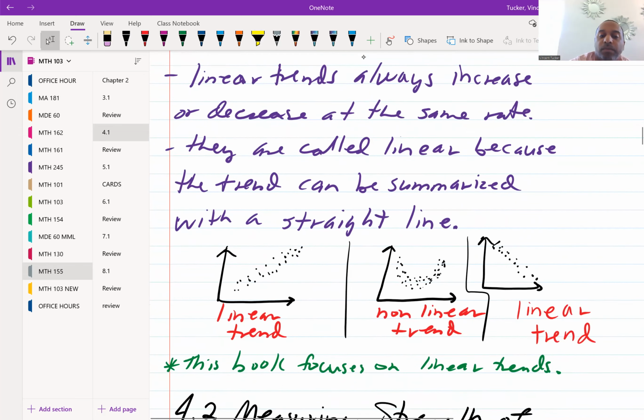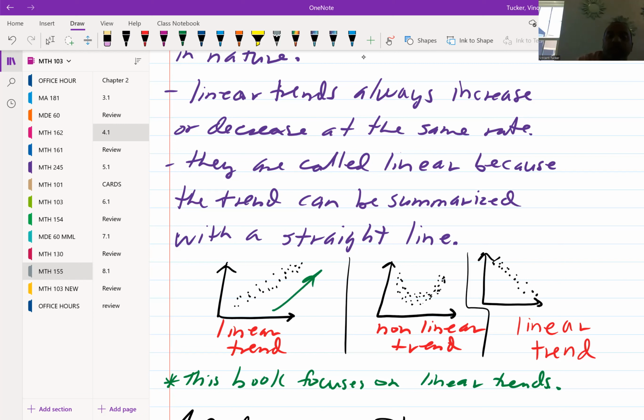So we have an example of a linear trend, then a non-linear trend, then also another linear trend. One is going in a positive direction. The third one's going in a negative direction, a negative trend. And our last statement in this book focuses on linear trends.